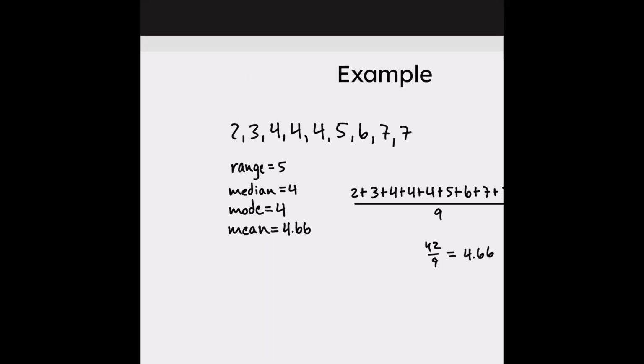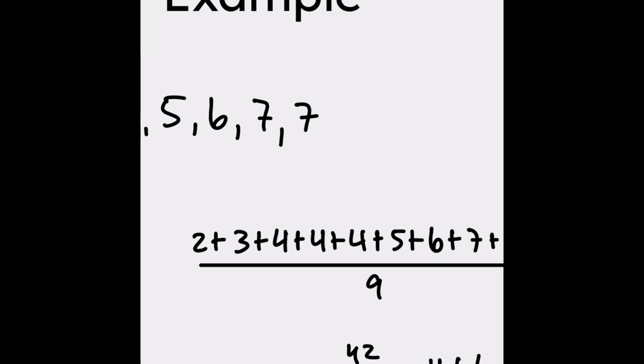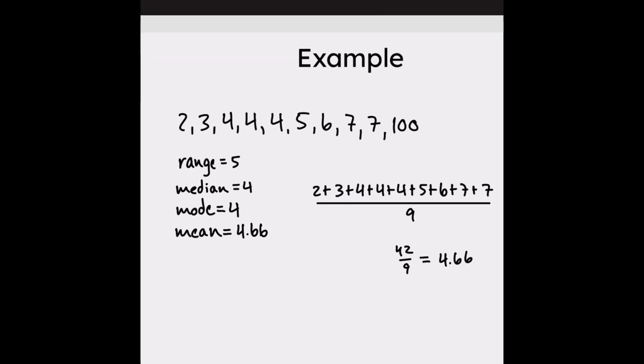Now let's say that I add an outlier. So I'm going to add 100 to this data set. Notice how it's way different from the other values. It's way larger, right? So that's what an outlier is. It's way different or much larger than the other values.